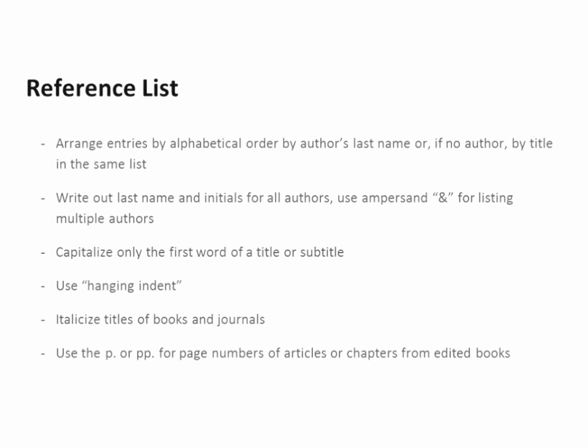You will arrange entries in alphabetical order by the author's last name, or if no author, by title in the same list. You will write out the last name and initials for all authors, and use the ampersand for listing multiple authors. Capitalize only the first word of a title or subtitle.